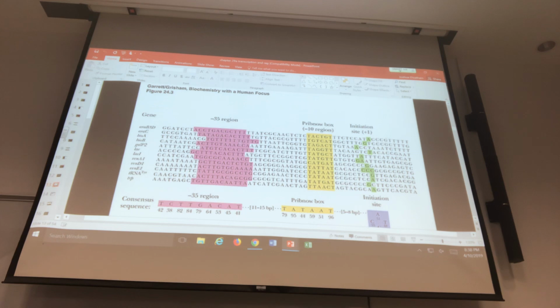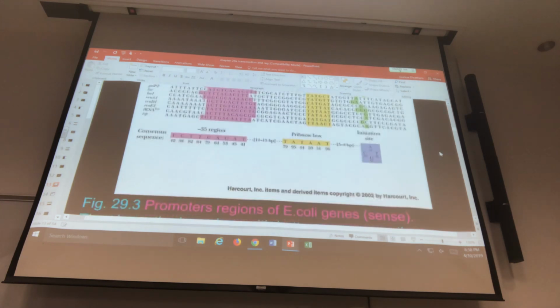You see these negative numbers here? In this class, at any time in the future, if you see negative numbers associated with the DNA sequence, that means it is upstream of a transcription start site. Okay? If you see positive numbers, we'll see more of that in 29b, that is downstream of a transcription start site. So, binding happens upstream of the transcription start site.